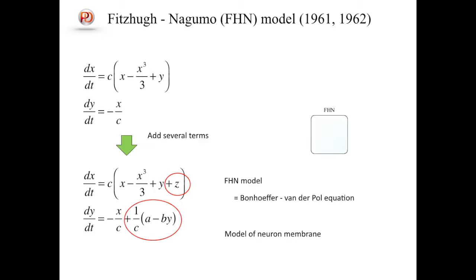Next, let's derive the FitzHugh-Nagumo model. This is called the FHN model. To derive the FHN model, we have to add a parameter z to the equation of x, and add a linear term of y to the equation of y. The FHN model is also known as the Bonhoeffer or Van der Pol equation. This is a model of the membrane potential of neurons.